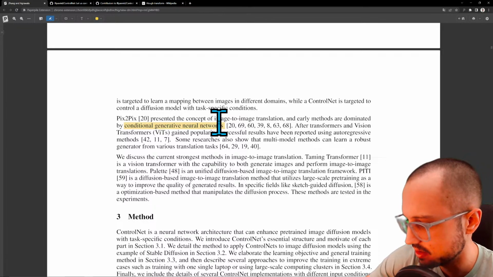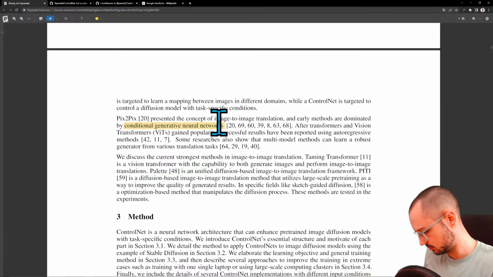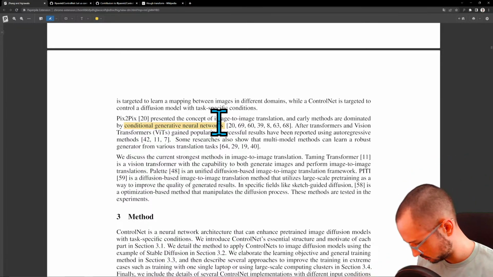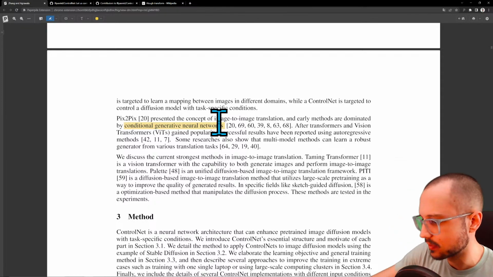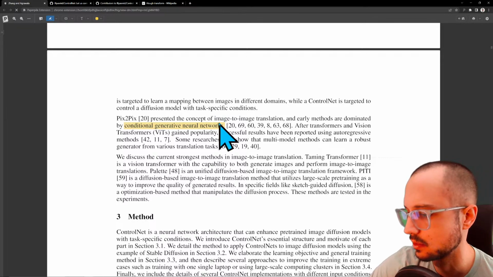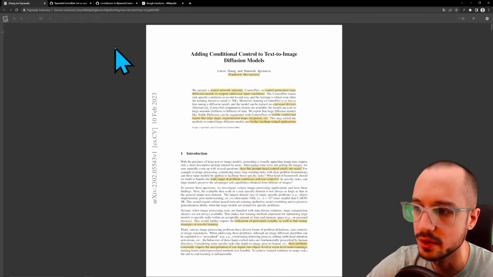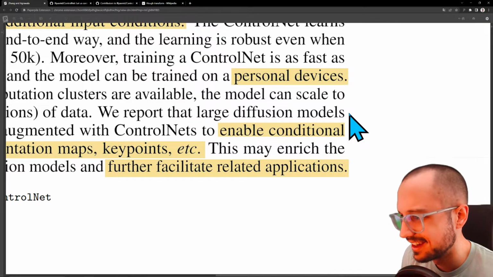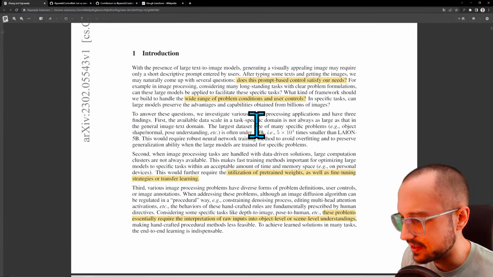Give me 1 second. Oh, I hit refresh. Go back down.